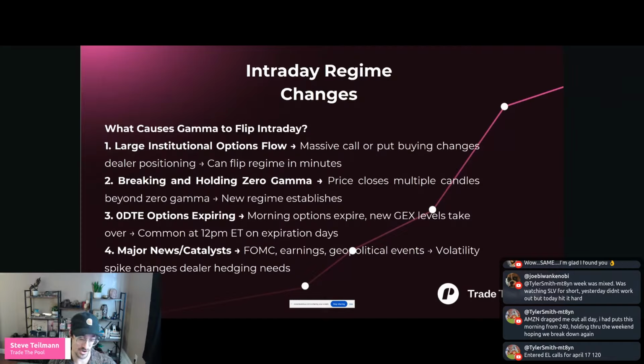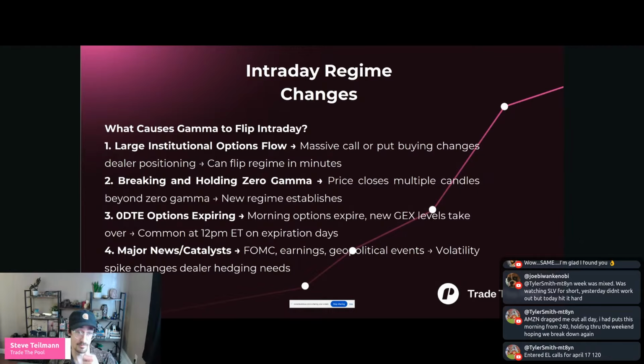I know you're probably sick of me saying this over and over, but it's a really important concept to know. So if any one person who's in here didn't understand that yet, definitely worth the time. So we've understood what is positive gamma, what is negative gamma. So let's talk about what actually causes these flips.